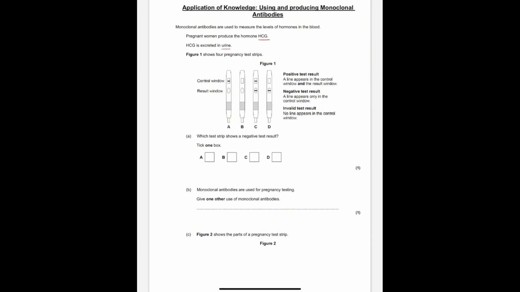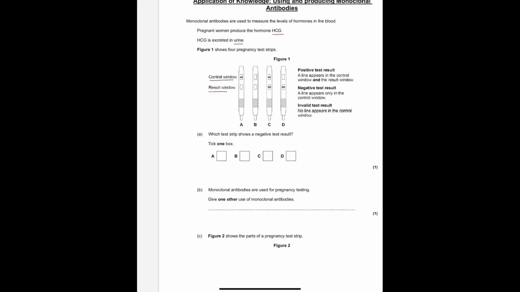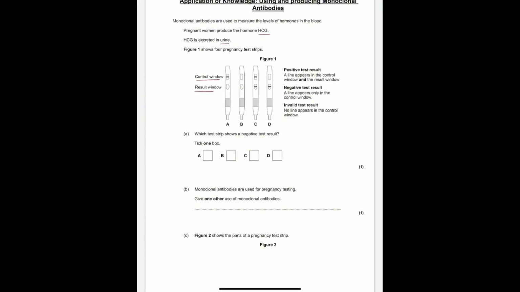Figure 1 shows 4 pregnancy test strips over here, and we've got A, B, C, and D. And it tells you which one is a positive result, a negative result, and an invalid result. A positive test result is when a line appears in the control window and the result window. So this here is a control window, which I've underlined, and this is the result window. So that would mean that the female is pregnant. And then a negative test result is when a line appears only in the control window, which you can see over here.